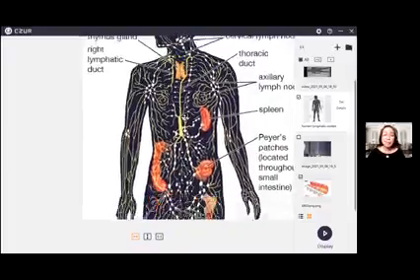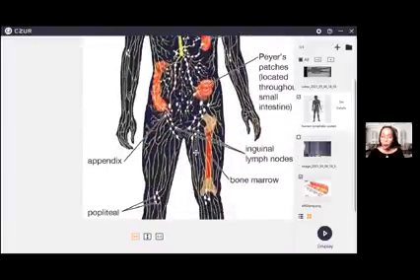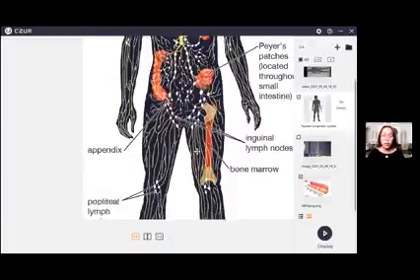And the last but not the least, we have the bone marrow. The bone marrow is a soft and spongy tissue, the one inside there. And what's the role of the bone marrow in our immune health? It produces the white blood cells, the red blood cells at the same time, and the platelets. So this bone marrow is so important.